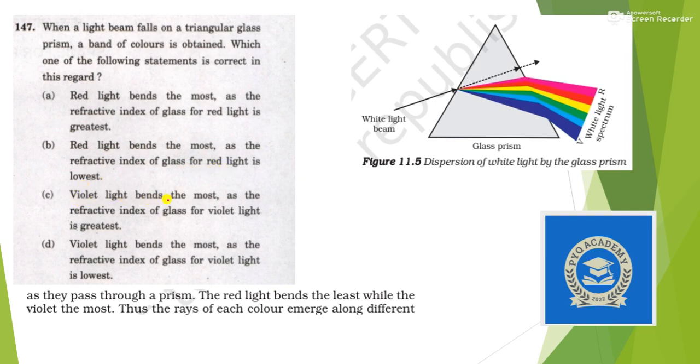Violet light bends the most as the refractive index of glass for violet light is greatest, and red light bends the least as the refractive index of glass for red light is lowest. Okay, so you can find the answer here: it is given that the light bends least while the violet bends the most. So violet light bends the most as the refractive index of glass for violet is greatest. So the answer is option C.